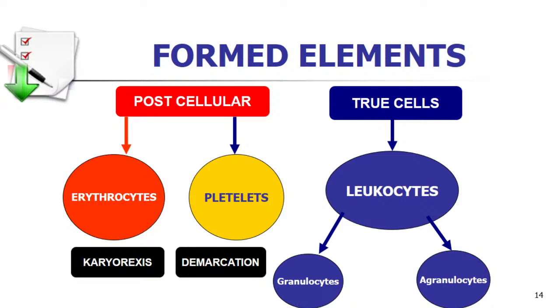The platelets have two main functions: blood clot formation, and participation in the agglutination in some steps of blood clot formation. The mechanism of formation of platelets is demarcation of the giant cells, megakaryocytes. We have to discuss this after some minutes. And look, these have lost the nuclei, so they are not cells, they are postcellular elements. The leukocytes are true cells, and can be classified into granulocytes and agranulocytes.